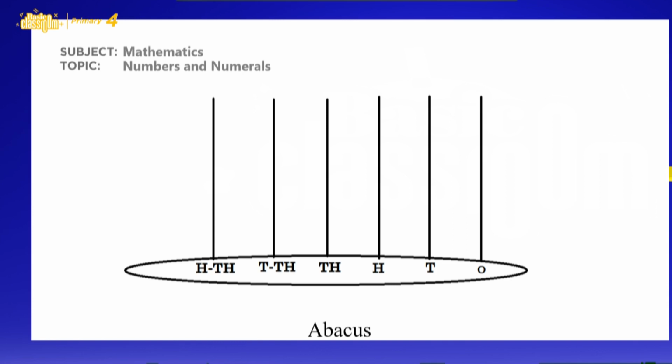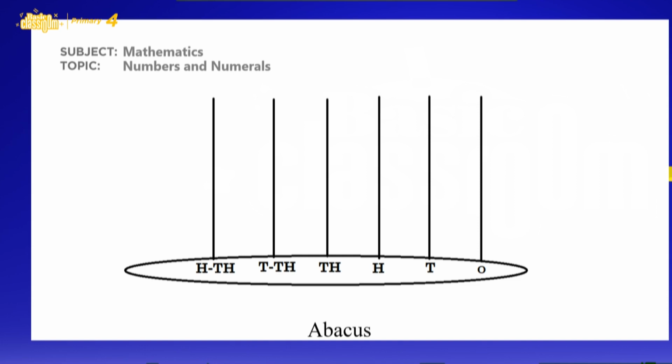So we have the first spike beginning from the last one. We have our first one, which is for the ones. Then we have our second one, which is for the tens. Then the next one represents hundreds. The next one represents the thousands. Then we have the tens of thousands, and the hundreds of thousands as well. This is called an abacus.